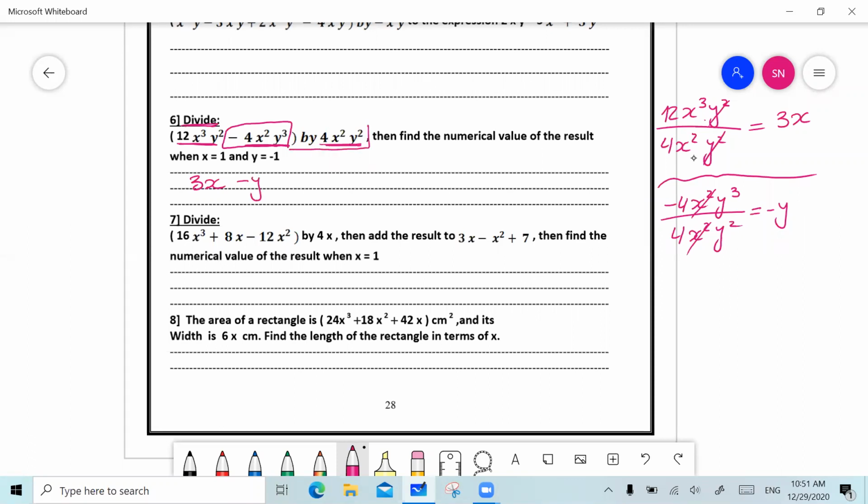After I finished the division of the expression by the monomial, he told me find the numerical value when x is equal to 1 and y is equal to negative 1. So for the value, I'm going to take any x and put 1 instead of it. I will have now 3 times 1. Instead of the x, I will write the 1, minus negative 1. So I will have here 3 plus 1, which is equal to 4. Remember that when I have subtraction and negative, this is going to be turned to positive.